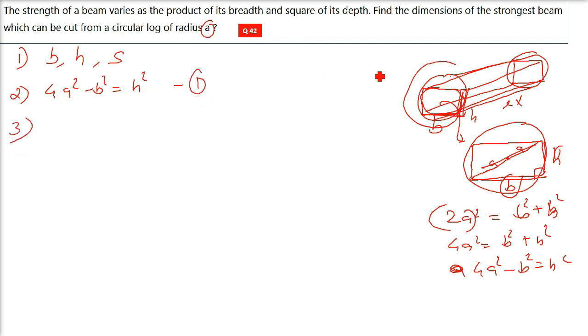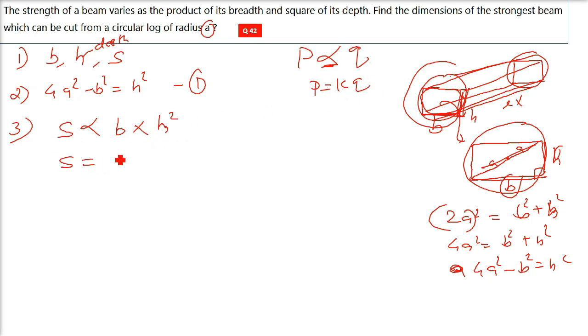Now the strength of the beam varies. Please remember, there is a proportionality thing. If I say P is proportional to Q, two different entities, if you remove the proportional sign, you have to put a K, some constant. So this strength varies in proportion to the base and the square of the depth, the height. So it will be breadth into height square, B into H square. When you replace the proportionality sign, it will be some constant K. So S is equal to K into BH square.